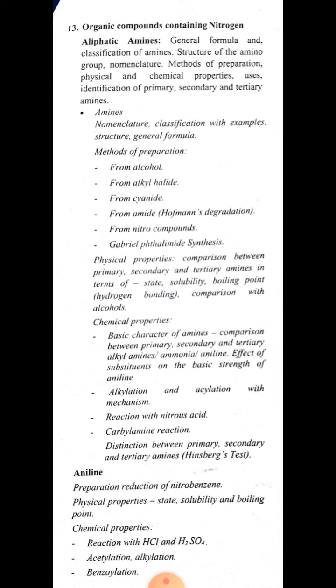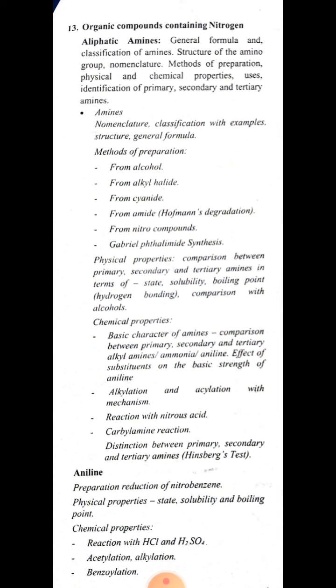Next topic is the methods of preparation of aliphatic amines. First reaction is from alcohol, from alkyl halide, from cyanide, from amide, which is known as Hofmann degradation, from nitro compounds, Gabriel phthalimide synthesis. Physical properties include comparison between primary, secondary, tertiary amines in terms of states, solubility, boiling point, that is hydrogen bonding, comparison with alcohol.